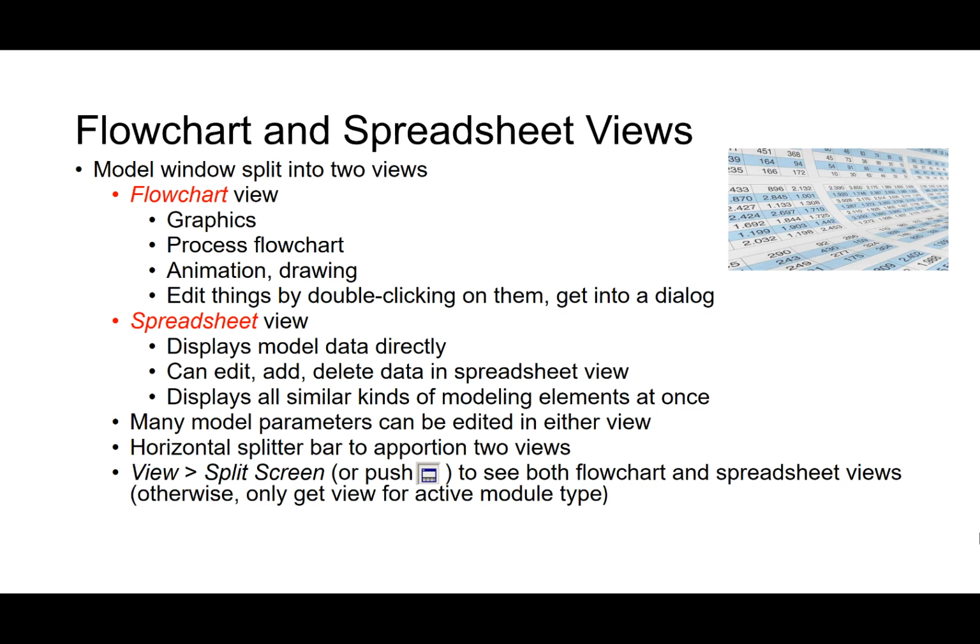Flowchart and spreadsheet views can be split in the model window. The flowchart view shows graphics, the flowchart, animation drawings, and then edit things by simply double-clicking on them and into a dialog box. The spreadsheet view displays the model data directly. You can add, edit, or delete data in that spreadsheet view, and it displays all similar kinds of modeling elements at once. Many model parameters can be edited in either view, and it becomes a case of either user preference or based on what is simpler for the particular application. The horizontal splitter bar to apportion the two views, and you can also change the views with that button to see both the flowchart and spreadsheet views.